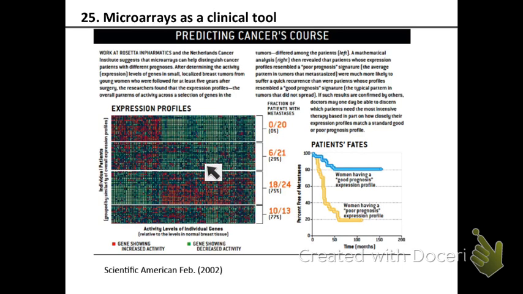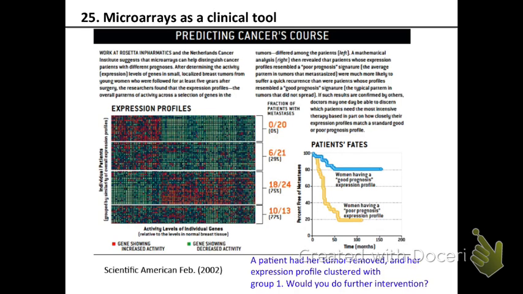And then they said, let's look under each group how many of these patients showed a bad prognosis 5 years later, right? And they found that those patients that showed this gene expression profile, none of them were showing a bad prognosis. None of them showed metastasis. In group 2, 6 out of 21 actually showed it. In group 3, 18 out of 24. And in group 4, 10 out of 13, right? So this actually told the doctors that maybe we can use microarrays to predict if a patient is going to have a bad prognosis or not.